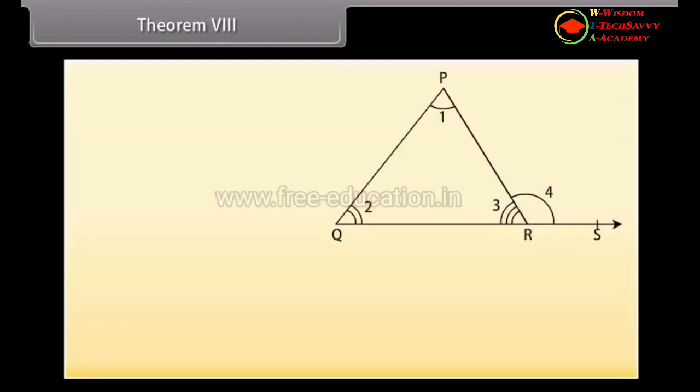Theorem 8. Do you remember about the exterior angle of a triangle? Look at this figure. Here side QR is produced to point S. Angle PRS is called an exterior angle of triangle PQR. Is angle 3 plus angle 4 equal to 180 degrees?